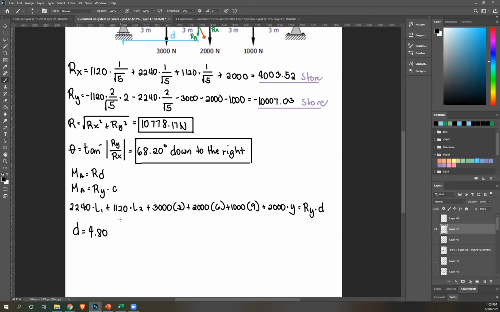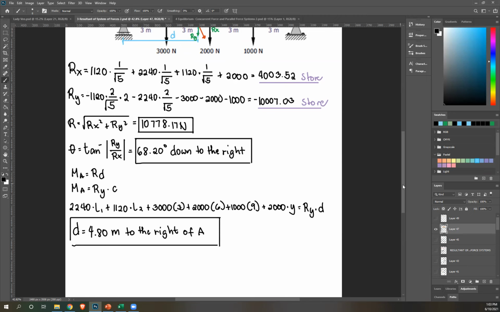So 4.80, the unit is meters, right? Meters, to the right of A. And that is where it intersects member A.